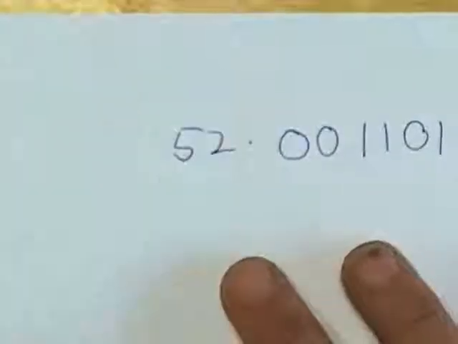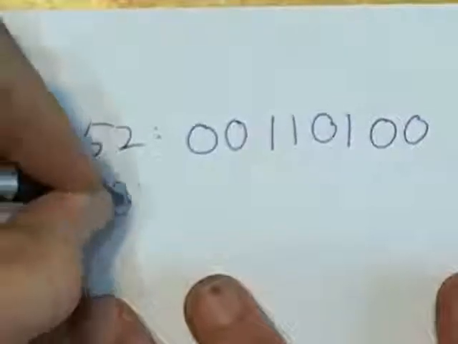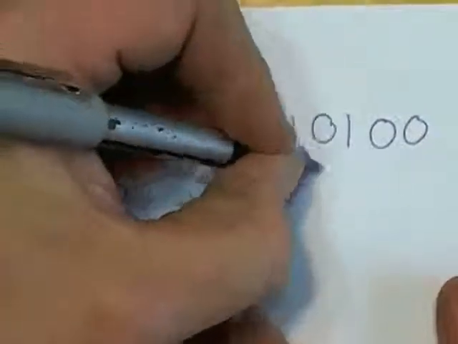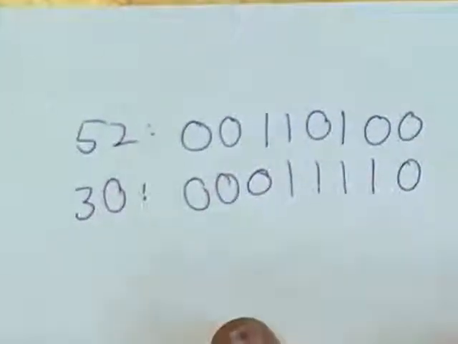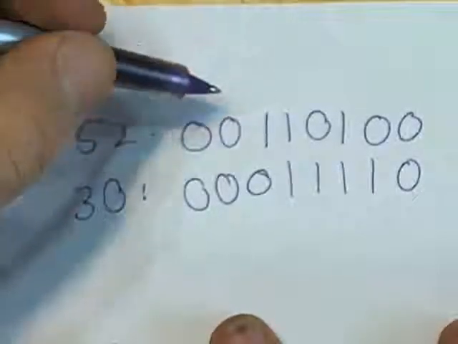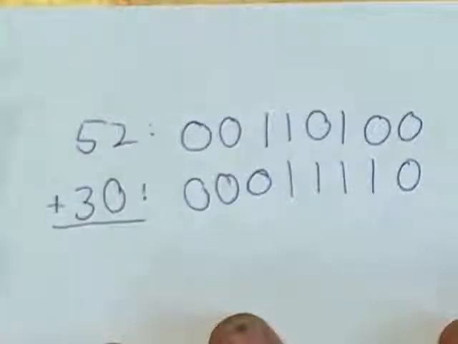00110100. Let's look at the number 30. The number 30 in binary can be written as 000111110. If that does not make sense to you, you need to go back and look at the conversion from decimal to binary. What I'm going to do here is add these two numbers.